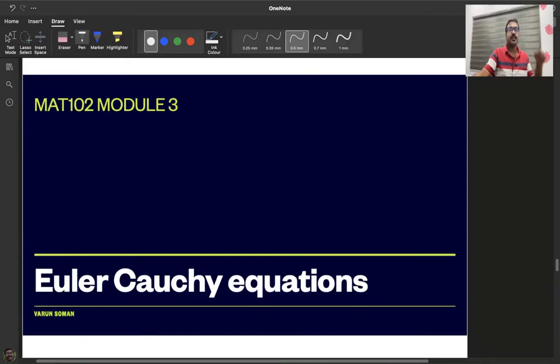Hi. In the last session, we discussed homogeneous linear differential equations with constant coefficients. Before we move forward to non-homogeneous equations, we'll consider a special class of equations which can be solved by using the methods we have already discussed. Such equations are called Euler-Cauchy equations.